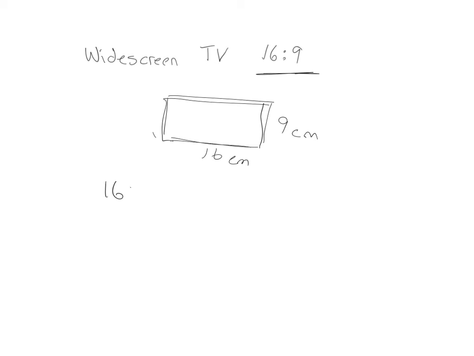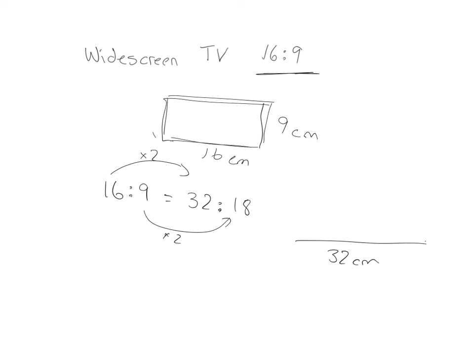So if I have 16 to 9 here, and I multiply both of these numbers by 2, the first number multiplied by 2 gives us 32. The second number I multiply by 2 gives me 18. If my TV is 32 centimeters wide, how tall is it going to be? It's going to be 18 centimeters. And this would be true with inches or feet, whatever you're measuring it in. Let's make another equivalent ratio.